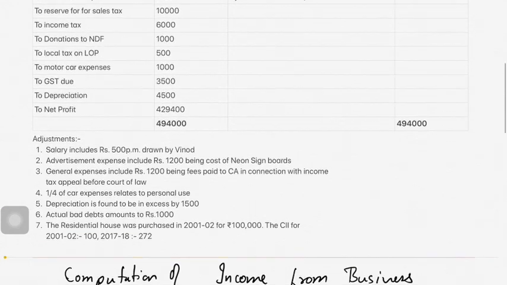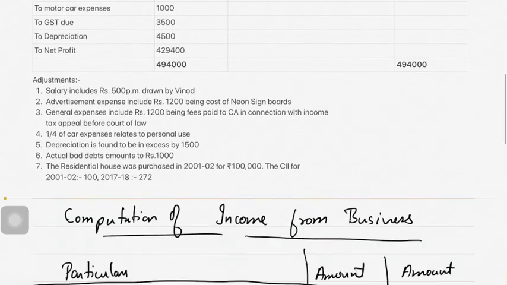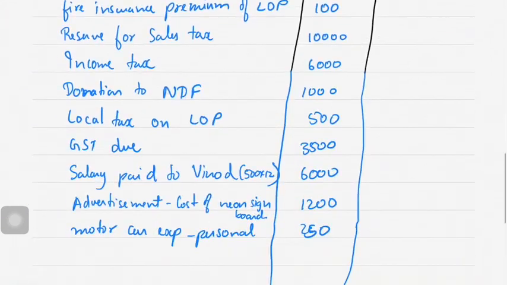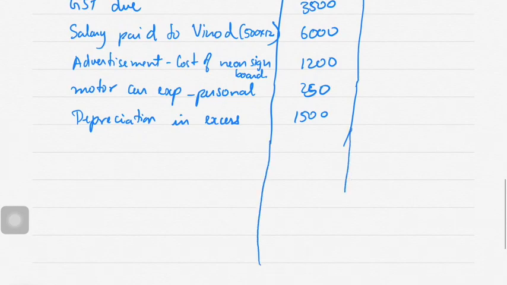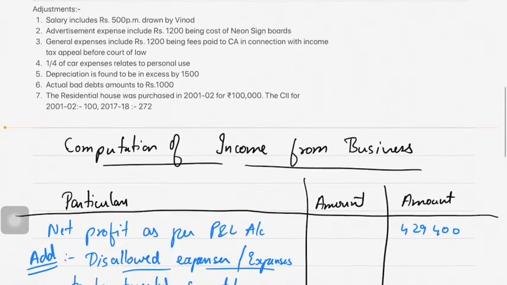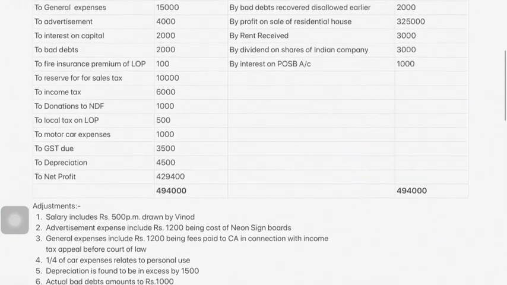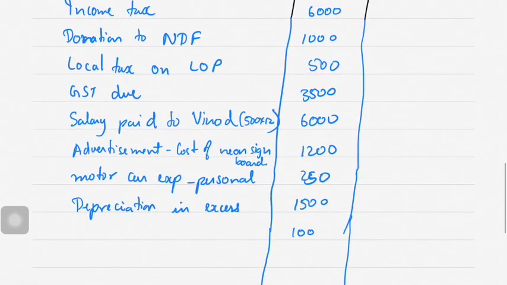Next. Depreciation is found to be excess by 1500. So 1500 is disallowed. Depreciation in excess. Okay. Next, actual bad debts amount to 1000. How much is the bad debts? 2000. So 2000 minus 1000, 1000.